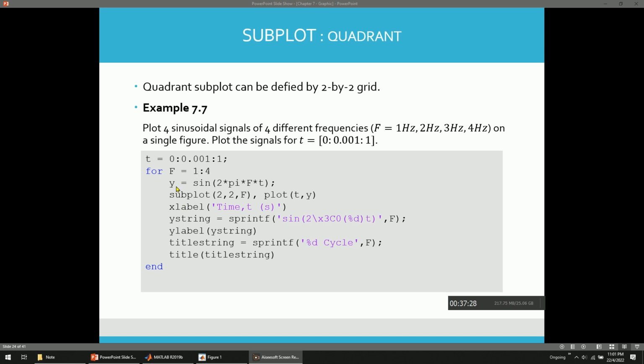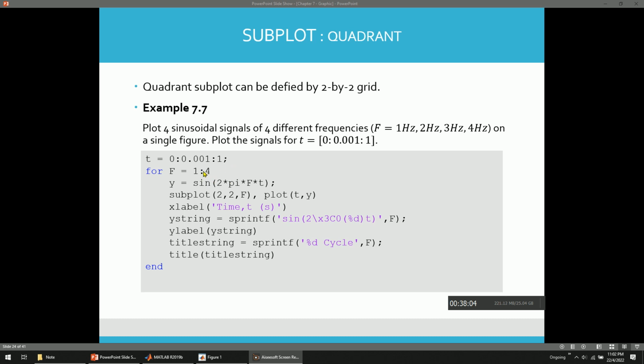So automatically, and then y equals sine. Okay, plot. This is just a normal 2 pi f t. Okay, if you recall 2 pi f t. And then subplot, 2 multiplied by 2, and then you put f. f is the position. This is easier because f is 1 until 4. But if your frequency is not 1 until 4, for example 100, 200, 300, 400, you have to create a different index. So recall back your chapter 4, I think.